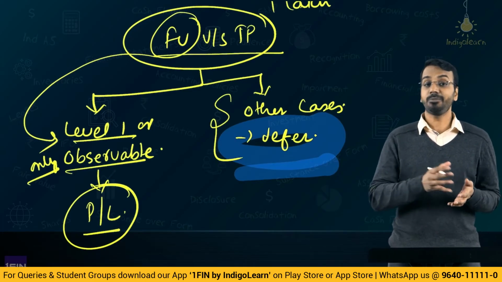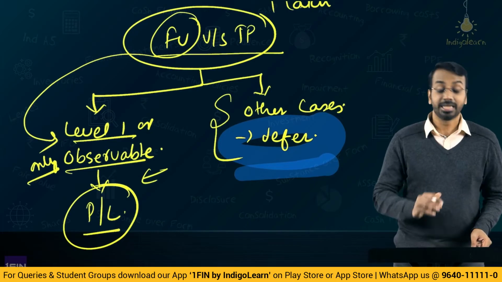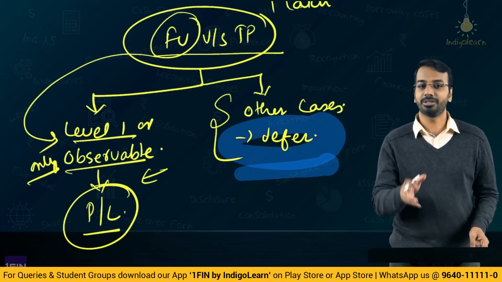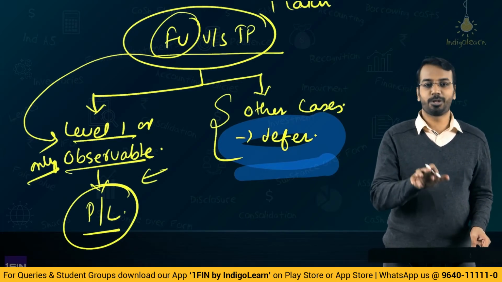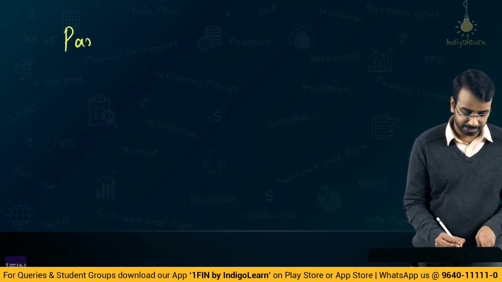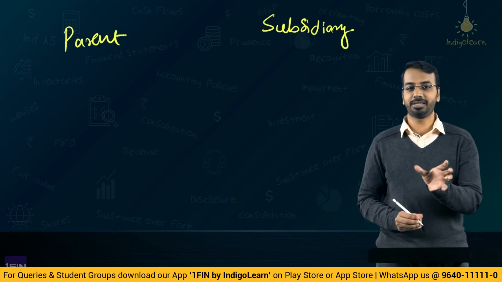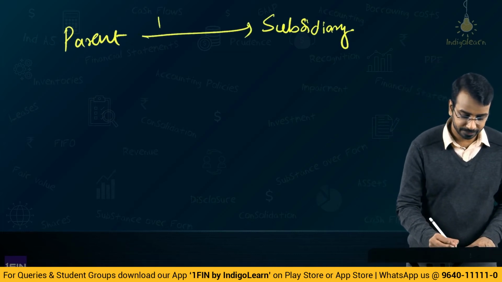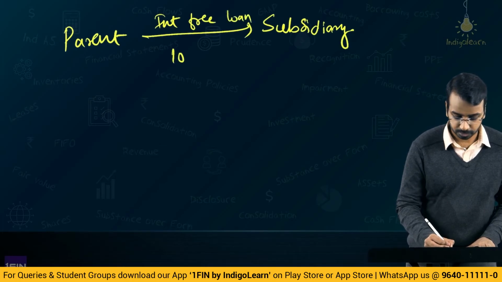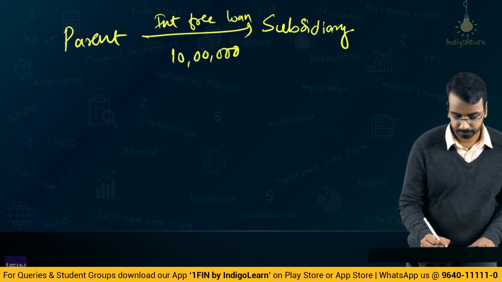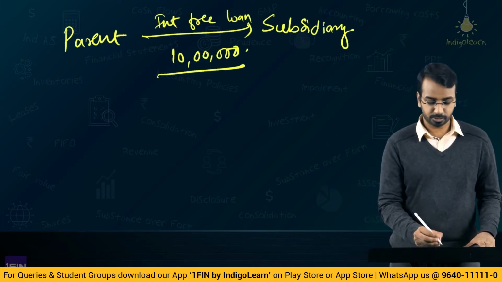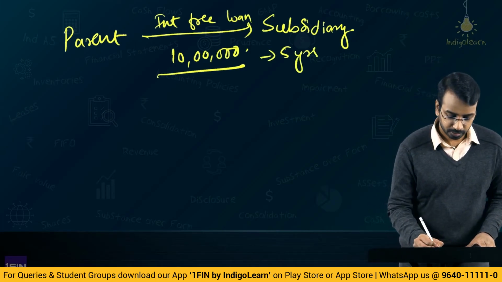Now, there are some circumstances where applying this may not reflect the true picture. In that case, you have to apply the principle of substance over legal form. Let us say there is a parent entity and there is a subsidiary entity. Parent gave an interest free loan of 10 lakhs to the subsidiary, repayable after 5 years.